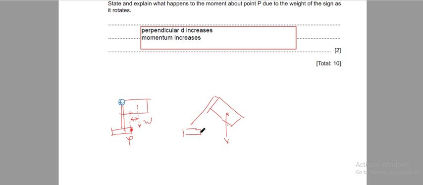Here is the weight, here is the point B, and here is the horizontal distance. It is clear that it increases. So the perpendicular distance increases, and the moment increases, not momentum, the moment increases.